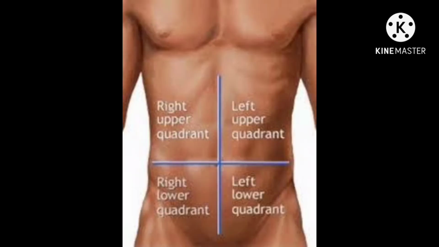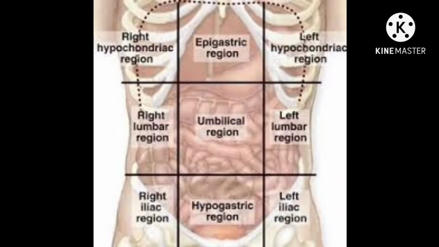The abdomen is divided by imaginary lines that cross at the umbilicus. These lines form the right upper, left upper, right lower, and left lower quadrants. Also, the abdomen is divided into 9 regions. The 3 midline regions are the epigastric region, the umbilical region, and the hypogastric region.